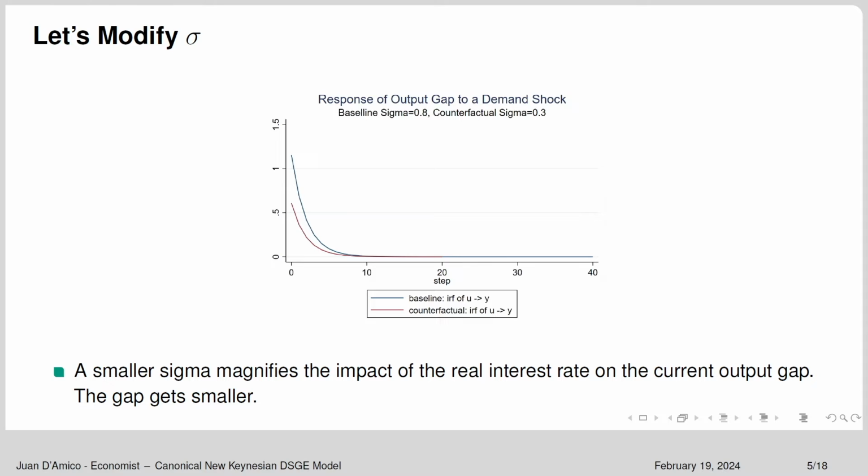Remember, what I mentioned in the previous slide is that if sigma gets smaller, then the effect of the interest rate on the current output gap will be bigger. So that's why we're seeing that the current output gap is diminishing. You can see that with smaller values of sigma, the current output gap diminishes. Why? Because the effect of the interest rate is going to be bigger. As a summary, I wrote here the analysis that a smaller sigma magnifies the impact of the real interest rate on the current output gap, and you can see that the gap gets smaller.